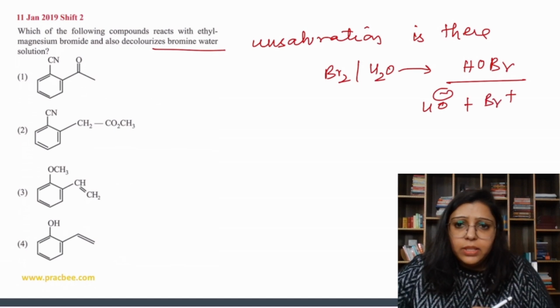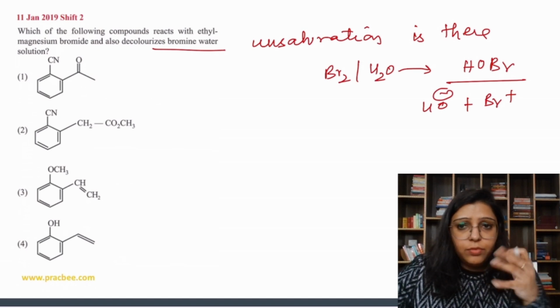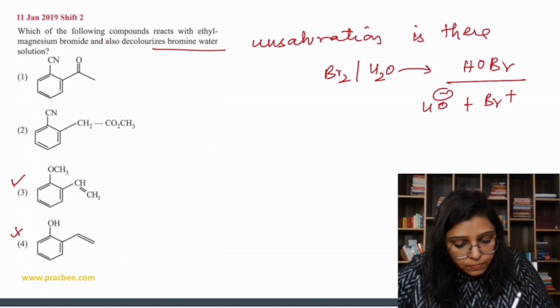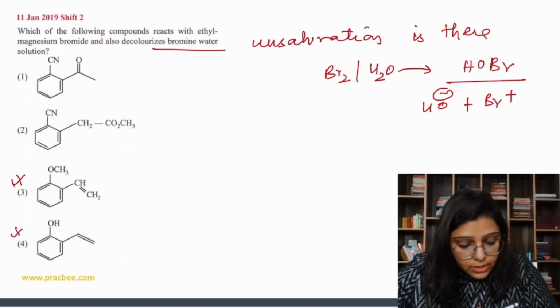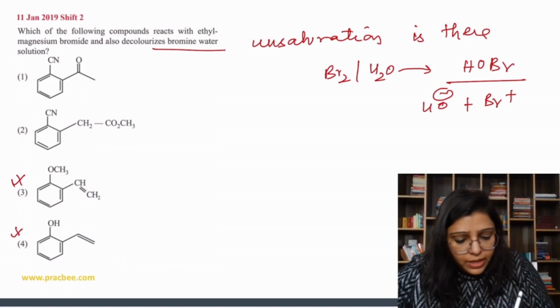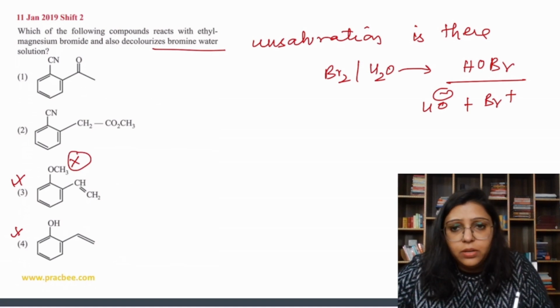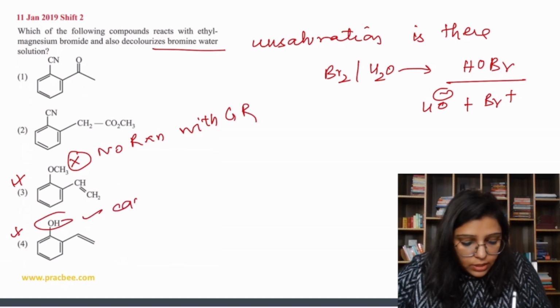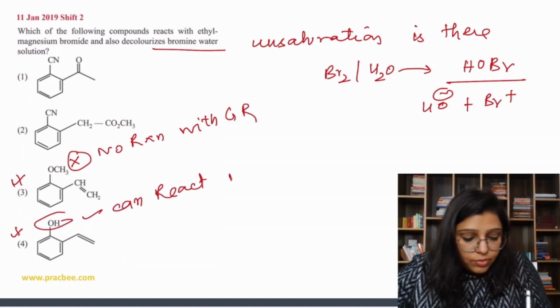And it can react with ethyl magnesium bromide. So first we have to look for double bond which can react. So here we have 3 and here we have 4. Okay. So question says it can react with ethyl magnesium bromide. It cannot react with ethyl magnesium bromide. No reaction with Grignard reagent. No reaction with Grignard reagent. But OH can react with Grignard reagent.